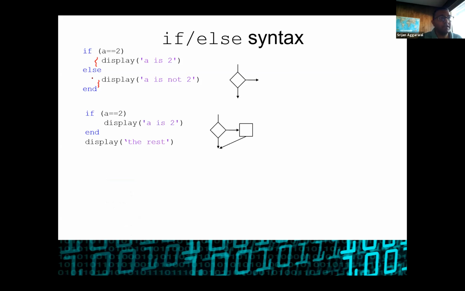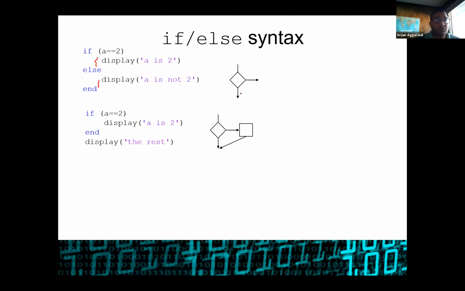So what's happening here is, if A is equal to 2, then display this, else do this, and end will tell me that my if-else has ended. So you need all three: if, else, end. Or you definitely need the end, but you don't need the else statement. So that's what it's showing here. If A is equal to 2, display A is 2, and then end, and then display the rest. So you don't necessarily need the else statement, but you do need the end.